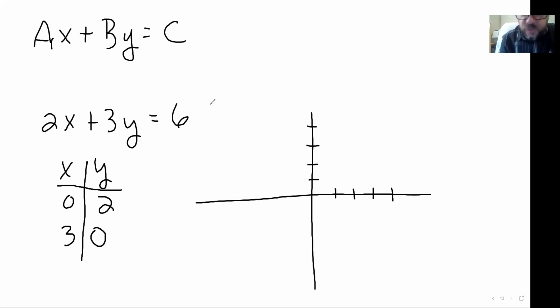If x is 0, y is 2, so my y-intercept is (0, 2). My x-intercept is (3, 0). And there's my line. I'm done. Hey, I graphed it.